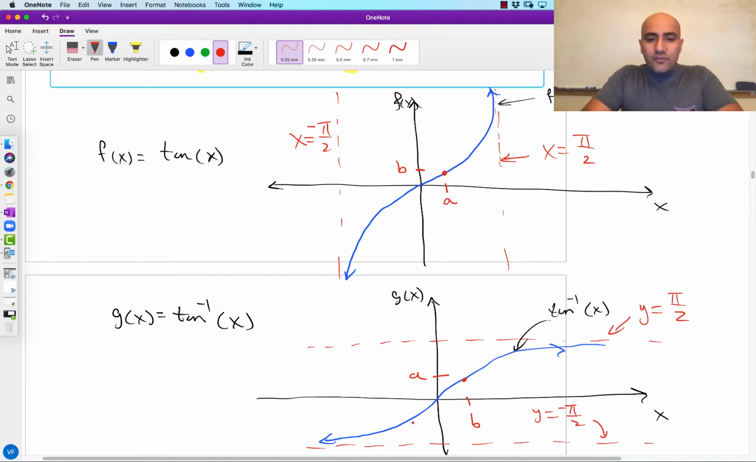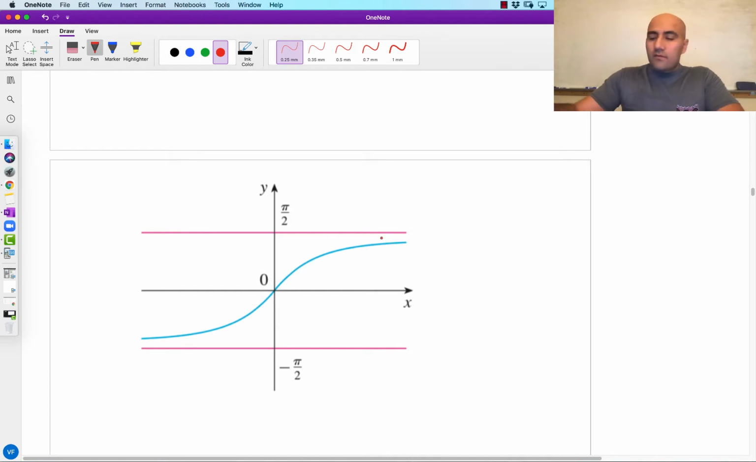And I have a better picture of this. So here's a nicer picture of that, right? So here we have that this is the line y equals pi over 2. This is the line y equals negative pi over 2. This guy here is our function, tangent inverse of x. And we would write that as x goes toward positive infinity, as the input values for x get larger and larger, and they head toward infinity, the output values get closer and closer to this line, which is the line y equals pi over 2.